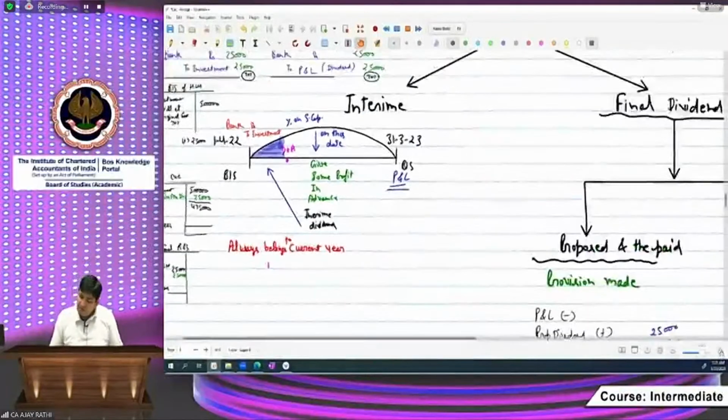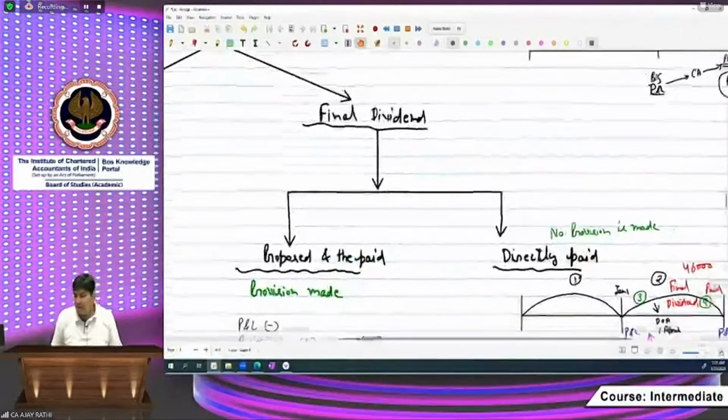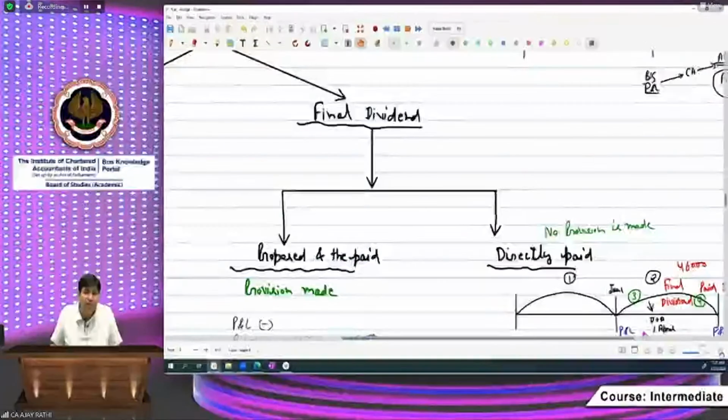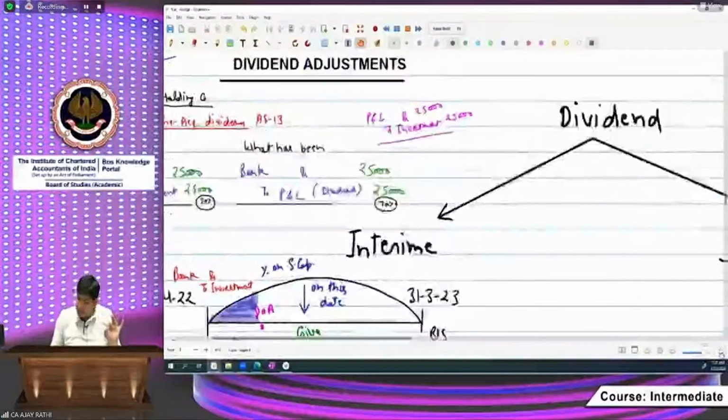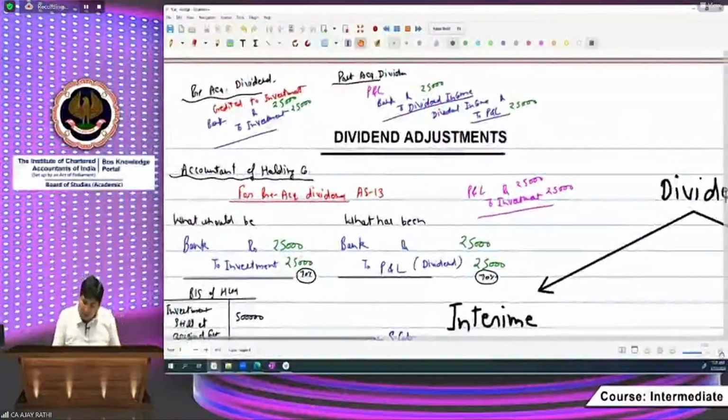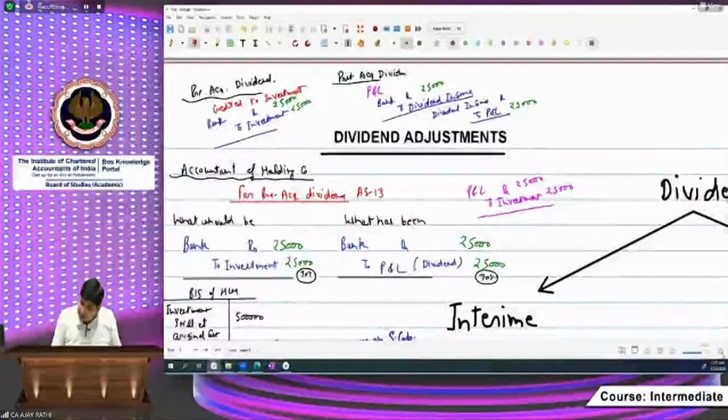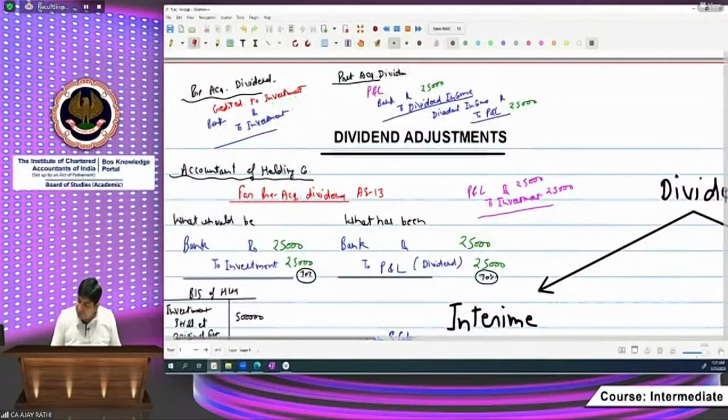Now, will there be any difference in accounting treatment for dividend if there is a final dividend? No. Dividend is always treated in this way. If that belongs to pre-acquisition, then such must be credited to investment. If such belongs to post-acquisition, that must be credited to P&L. Whether it belongs to equity or preference, whether it is final or interim.